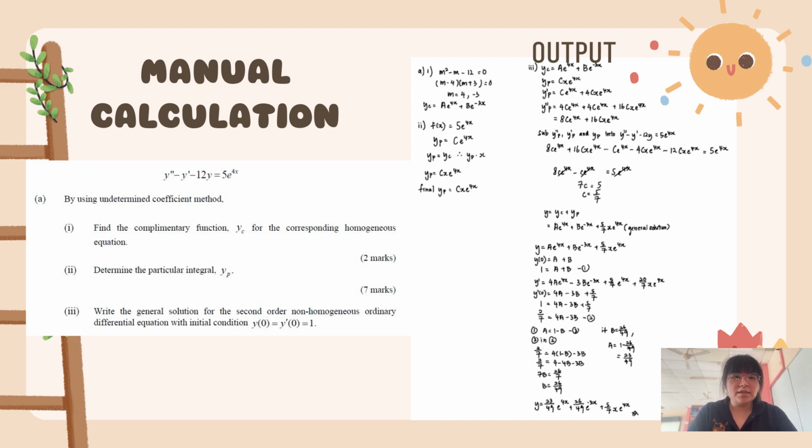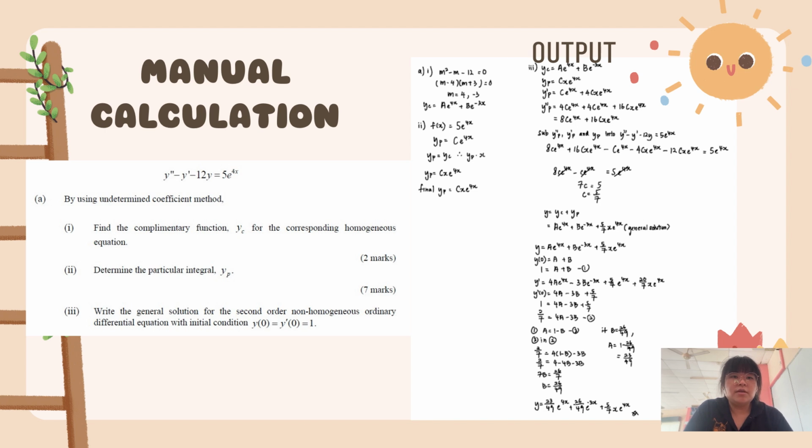Then we need to find the value of a and b from the initial conditions given, which is x equal to 0, y equal to 1, and x equal to 0, y prime equal to 1. So from the general solution above, we can identify two simultaneous equations, which are a plus b is equal to 1, and 4a minus 3b is equal to 2/7. So we can get the value of a, which is 23/49, and b is equal to 26/49.